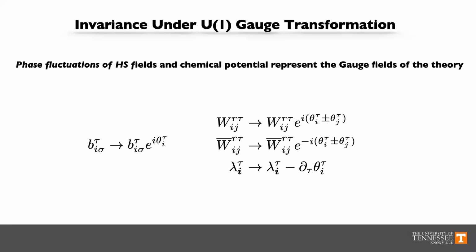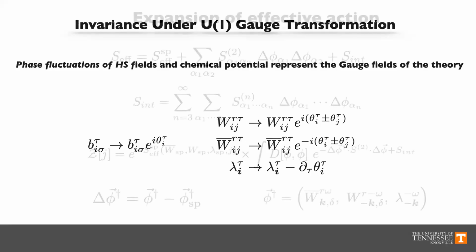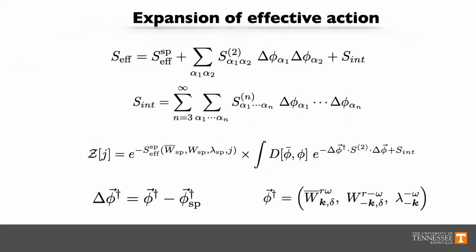And you can see that the gauge fields are basically the phases of these W fields, and also the Lagrange multiplier we need to introduce in order to enforce the constraint. Remember, the Schwinger bosons obey a constraint, that is, of course, the Lagrange multiplier. So this is a bit technical. Normally, you expand the action up to quadratic order and beyond, right?